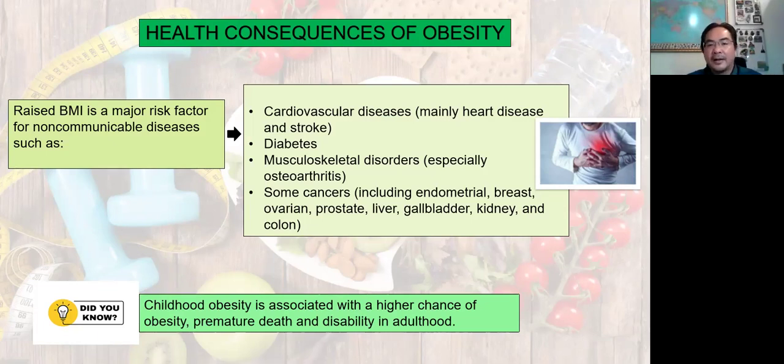And then the scary thing is many cancers can be associated with obesity as well. For example, endometrial cancer, breast cancer, ovarian cancer, prostate cancer, liver, gallbladder, kidney, and colon cancer. All of these might be related, or the risk can increase in this setting of obesity. And also, childhood obesity is associated with a higher chance of obesity, premature death, and disability in adulthood.